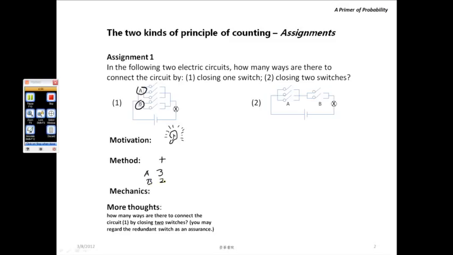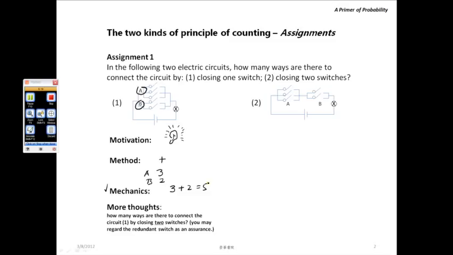So now we can move to mechanics to do the calculation, which results in 3 plus 2 equals 5 different ways. This answers the question 1.